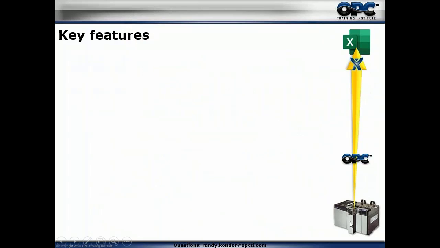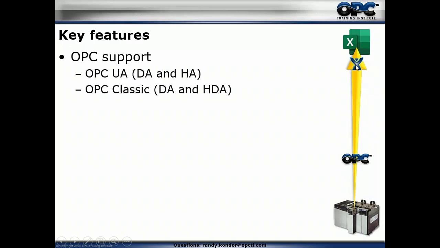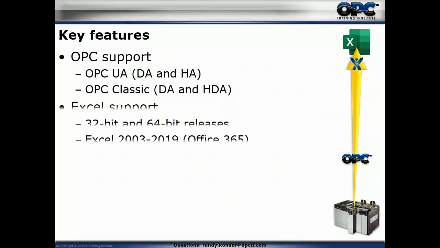So what are we talking about here? We've got the PLC. That data is going into Excel. We have the OPC server here, and there's OPC Expert. So as far as the support, we're talking about supporting OPC UA and OPC Classic. So with real-time and historical data. So with OPC UA, we're talking about DA and HA, historical access. OPC Classic, DA and HDA. So it doesn't really matter what that data source is. You'll be able to get data in there.